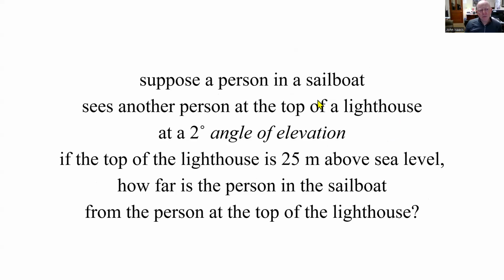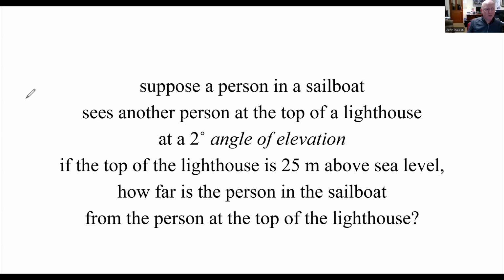Suppose a person in a sailboat sees another person at the top of a lighthouse at a 2-degree angle of elevation. If the top of the lighthouse is 25 meters above sea level, how far is the person in the sailboat from the person at the top of the lighthouse? So let's take a little drawing, and I think you'll see what's going on here. I'm not actually going to do the problem. I'm just going to do the drawing.